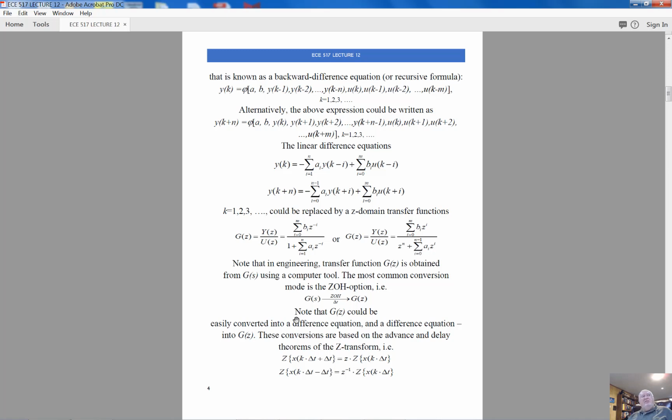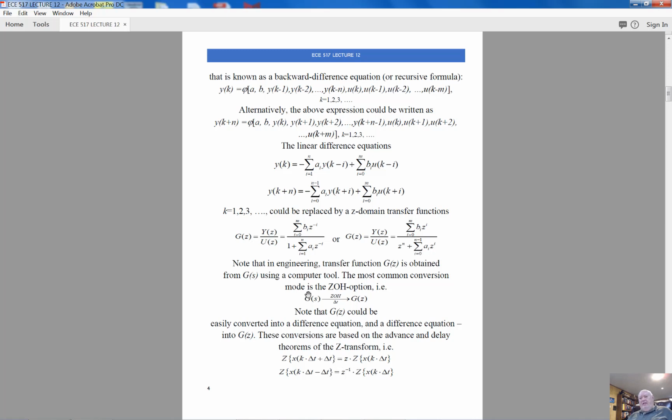Where do the z-domain transfer functions come from? Well, if you have an s-domain transfer function, it basically gives you a very good answer. We have to take this s-domain transfer function and convert it into the z-domain transfer function by specifying the time step and also using the zero order hold option. There are many options for this conversion, but the zero order hold option seems to be very consistent with many problems in modern engineering.